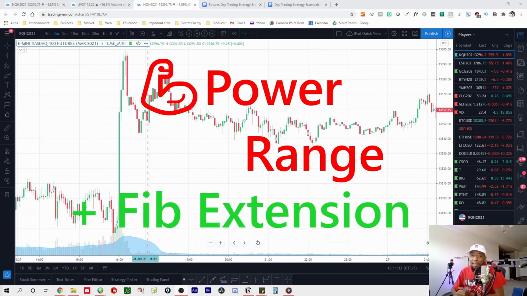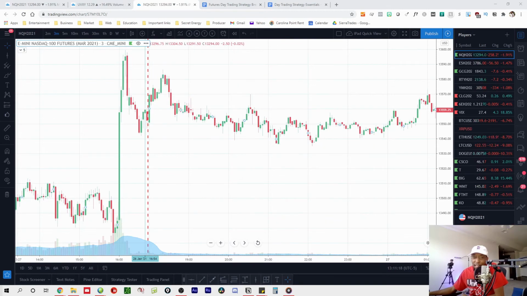All right, so today we're talking about the power range. I'm going to lay out this. Matter of fact, let me go ahead and remove this. I'm going to go into detail about the power range and how I use it, and how I use that with a Fib extension to help me with my strategy in determining the trend direction and which direction I'm going to use to take trades.